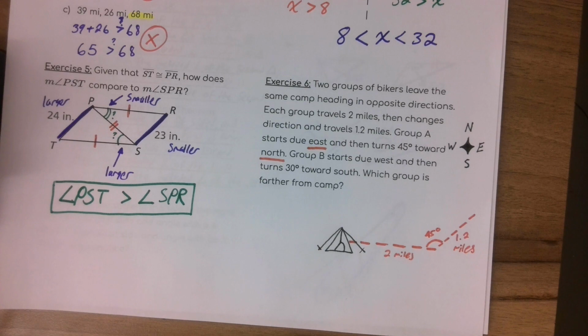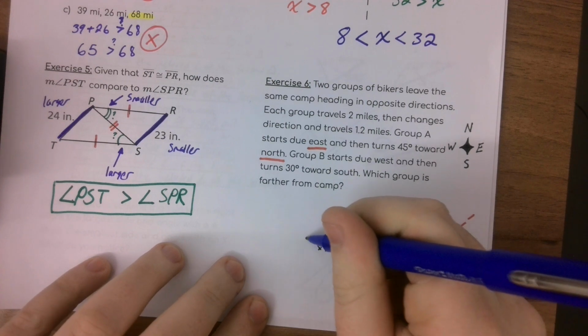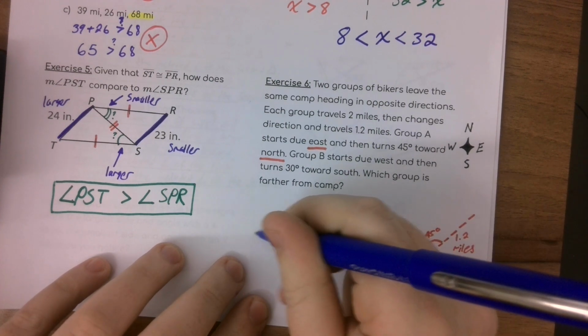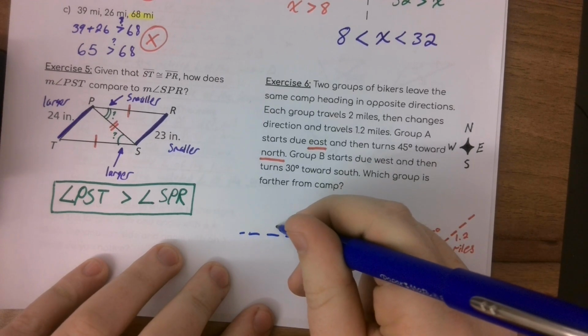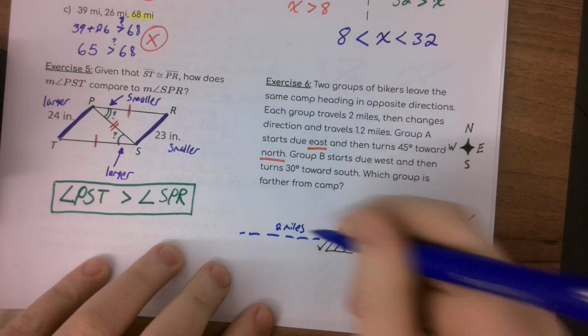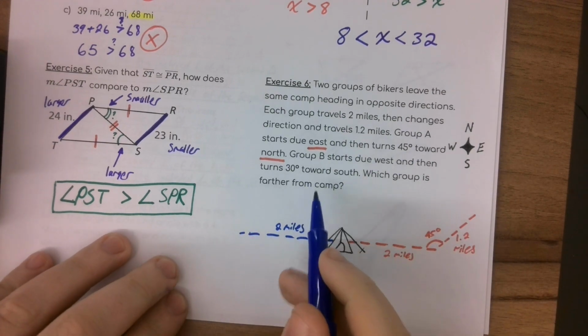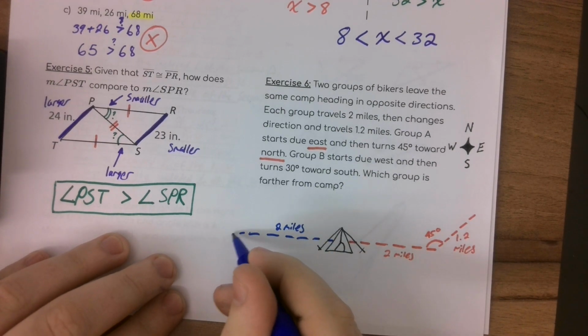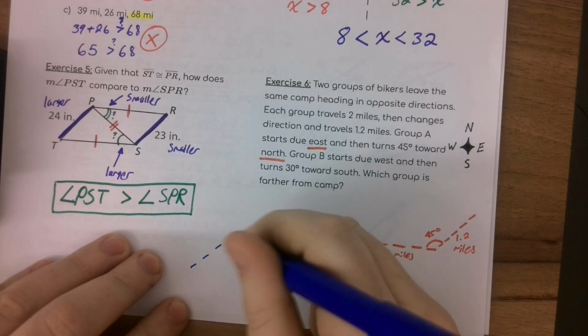Group B, we're going to use the color blue for, they don't start going east. They start going west 2 miles. So they're going to go boop, boop, boop, boop, boop. That's about the same length. That's going to be 2 miles here. But they only turn 30 degrees towards south. They're only going to turn slightly south. I'm going to say that's about 30 degrees south.